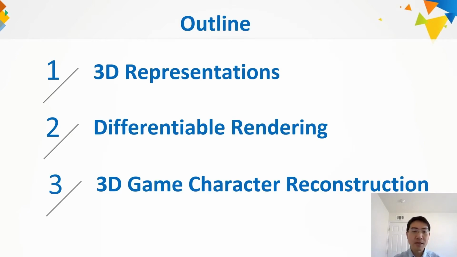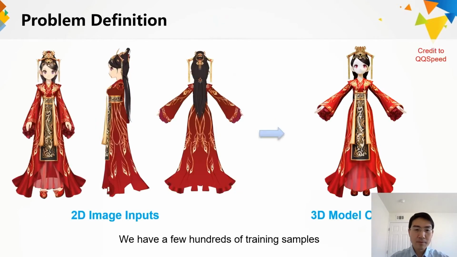Okay, now let's talk about what we shall do for the 3D game character reconstructions. Let me give the problem definition. The input of our task is a set of 2D drawings, like these ones. And the output is a 3D model. The 3D model requires the geometry, meaning the mesh of the object, together with the appearance of the mesh.